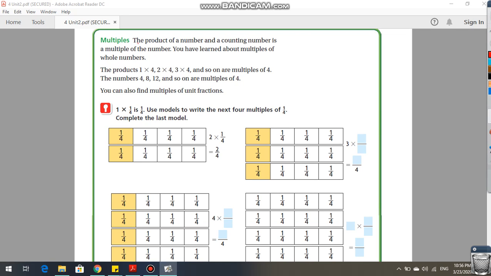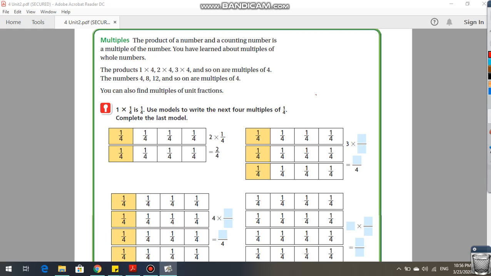The product of a number and a counting number is a multiple of the number. You have learned about multiples of whole numbers. Guys, do you remember multiples? Like when I told you, what are the multiples of 2? It's 2, 4, 6, 8, and so on. Here we're gonna talk about multiples of fractions. Multiples of fractions are much easier in this lesson, and it's the same after that.